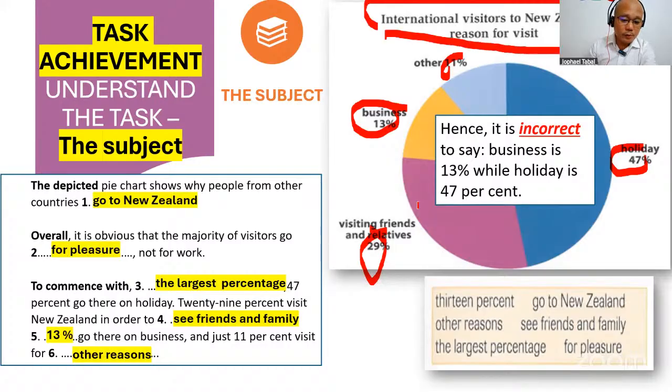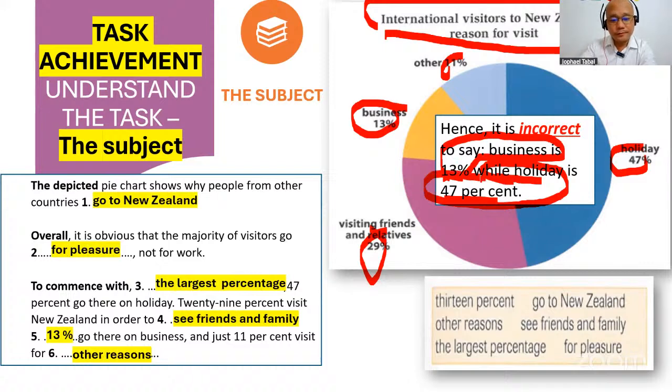So they would say, most of them I would say, business is 13%, while holiday is 47%. They would say it this way, all right? Instead of saying, the largest percentage, which is 47%, go there on holiday, 20% visit New Zealand in order to see friends and family, 30% go there on business, etc., they would write this way.